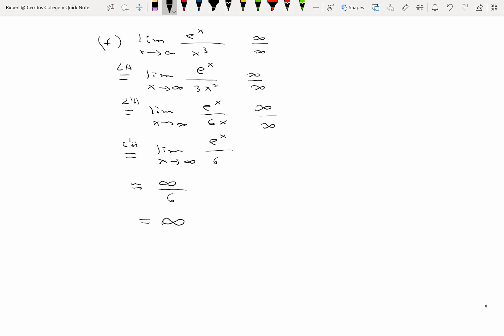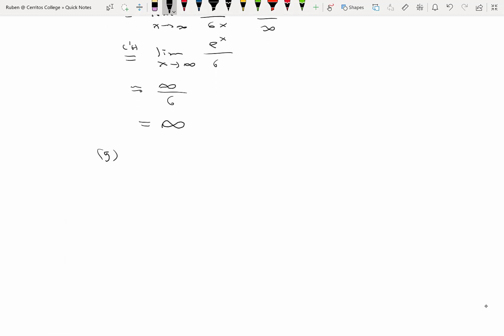X to the 100th power shoots up extremely quickly after x equals 1. But if we take enough derivatives of x to the 100th, we'll get a constant in the denominator. So e to the x over any power of x eventually will approach infinity. Okay.